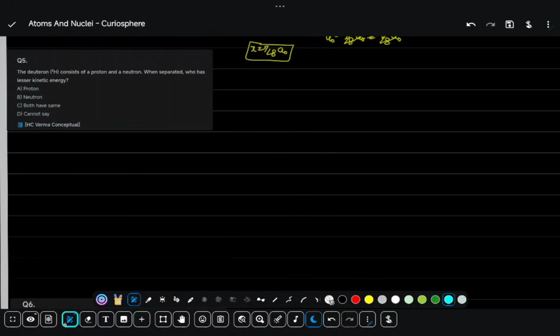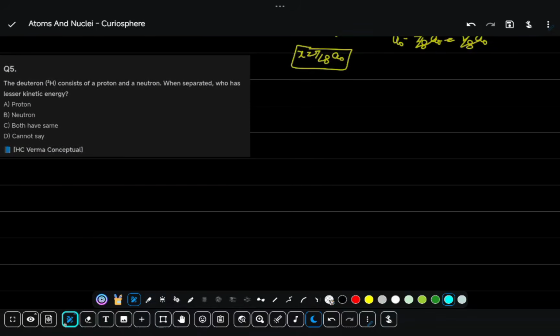The deuterium consists of a proton and a neutron. When separated, who has lesser kinetic energy? Now this is a classical example of a bomb exploding from inside, applying momentum conservation, right? Remember class 11 physics? There you apply momentum conservation, find which direction both the pieces of the object go, how much distance they travel, or you use momentum conservation and energy conservation basically, because there is no external force. It is exploding because of the force within. It's similar to that.